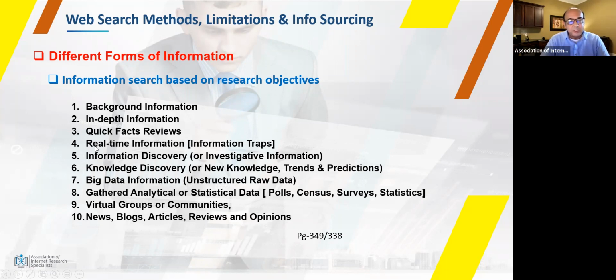Number 4 says real-time information. Time sensitive information that is moving fast, which is to be captured at the time when something happens. And we create what we call information traps, and that can be done. When it comes to traditional research, we are talking about both manual methods and internet based methods, as well as querying certain online databases.